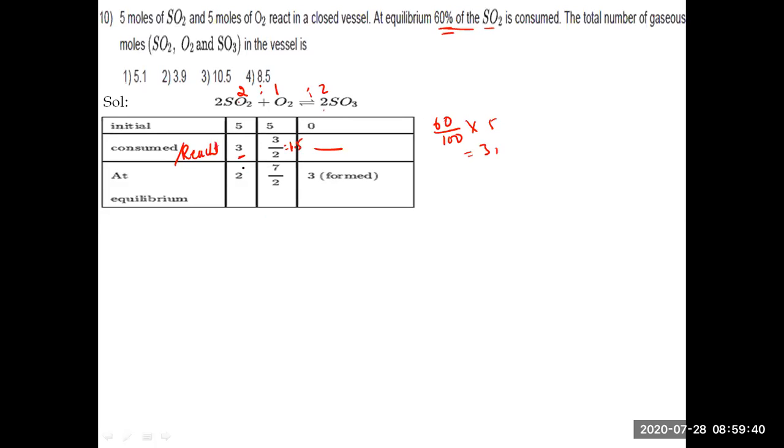Out of 5 mole, 3 mole is reacted. How much is remaining? 5 minus 3, 2. Out of 5 mole, 1.5 mole is reacted. How much is remaining? 3.5. And how much SO3 will be formed at equilibrium? It is the same as SO2 consumed. 3 moles is consumed, so the same amount of SO3 will be formed, 3 moles. So 2 plus 3.5 plus 3 is 8.5. Very good. So option 4.